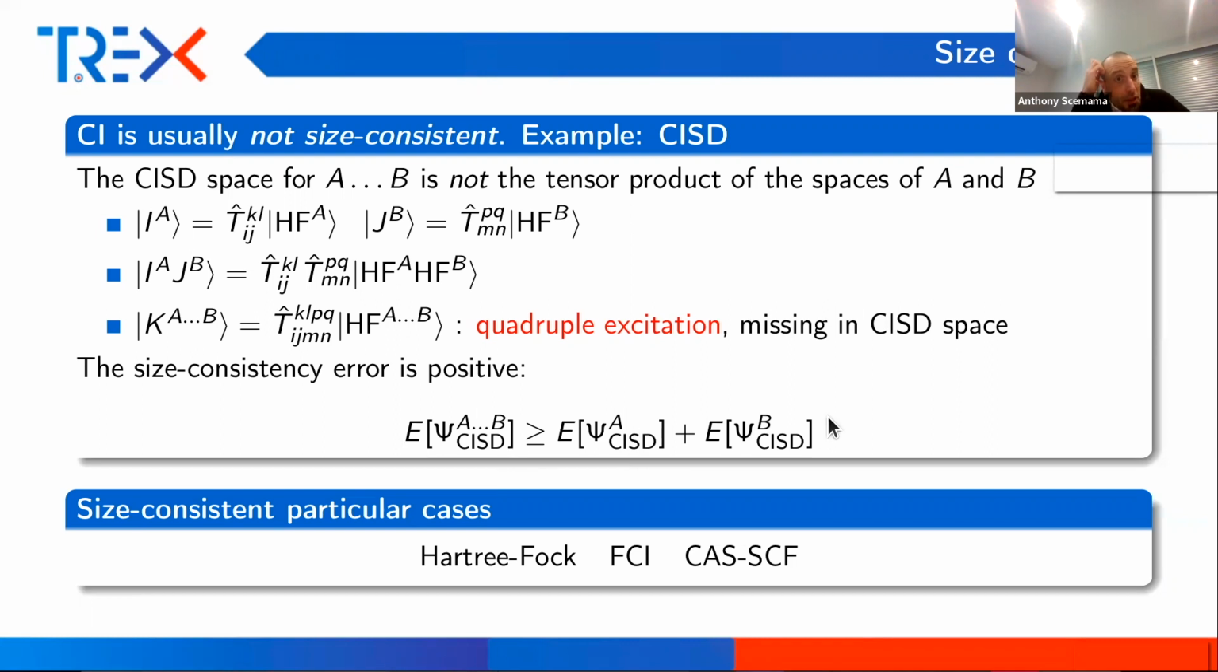So in the configuration interaction wave functions, usually you're not size consistent, except in a few cases. So in the cases where you make a full CI calculation in a subspace of orbitals. The simplest one is Hartree-Fock. So Hartree-Fock is size consistent, full CI is size consistent, and CAS-SCF, or even CAS-CI, is also size consistent because it's a full CI in a restricted space of orbitals.